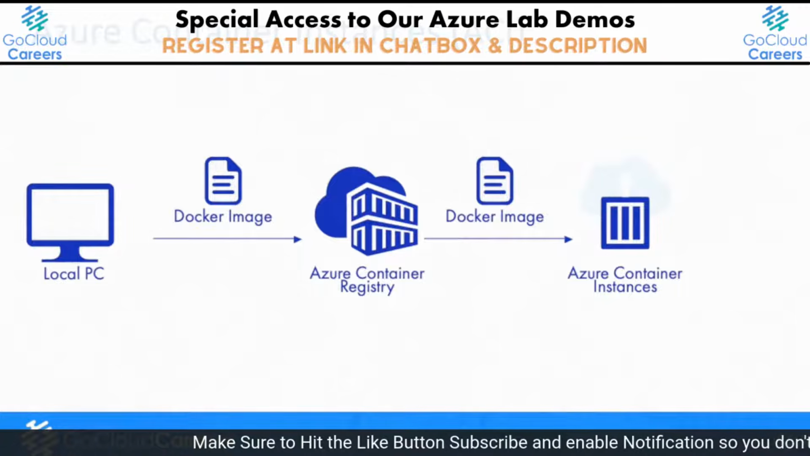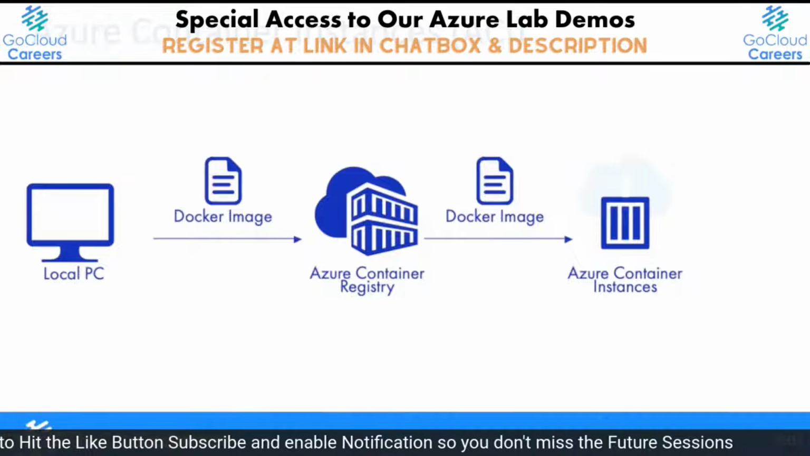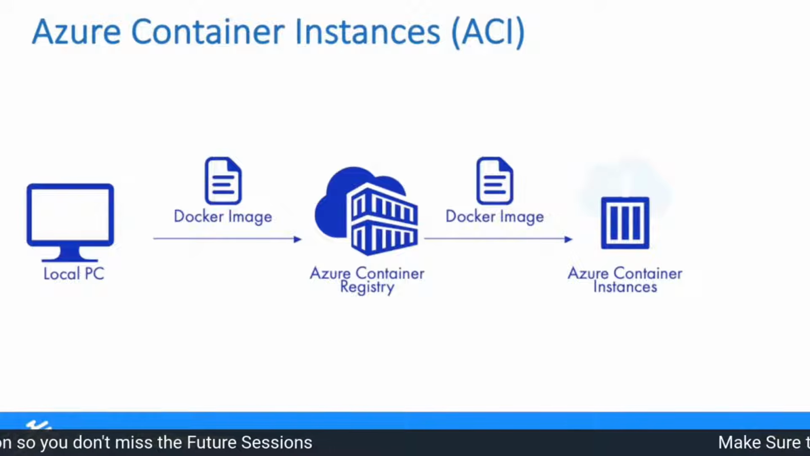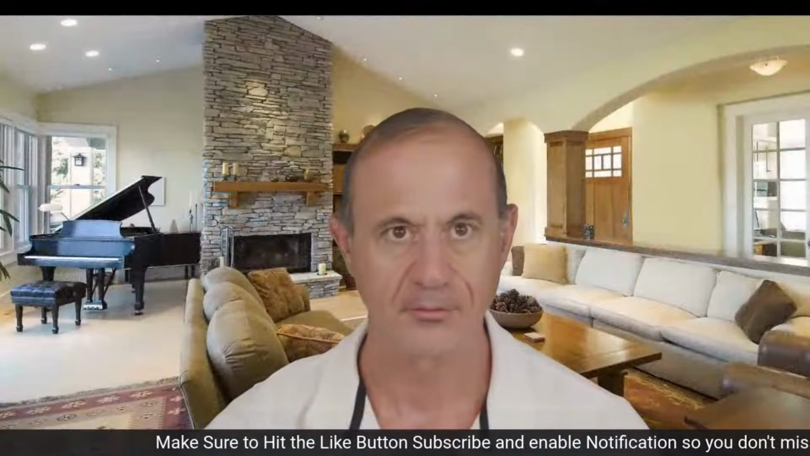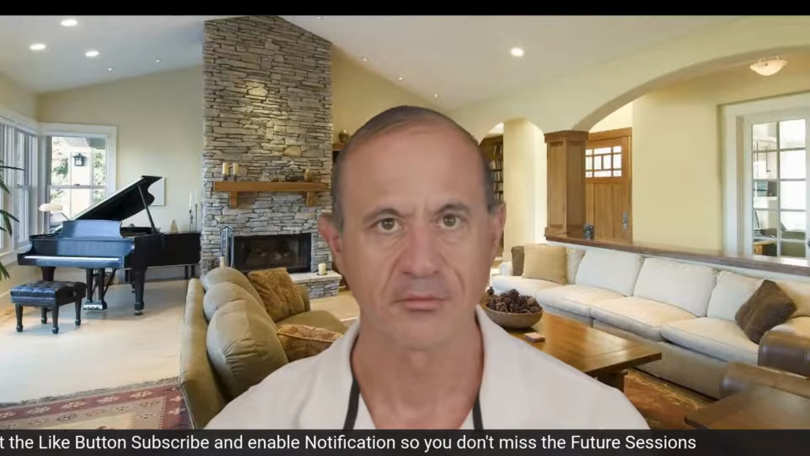What does it look like? You take your system, you push an image to the container registry, and then you've got your container instances, and it runs in a serverless sort of way. Kind of like Amazon's Elastic Container Service with Fargate, same concept. All the cloud providers have it.